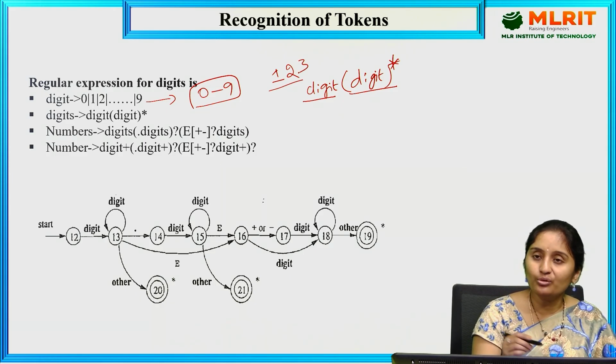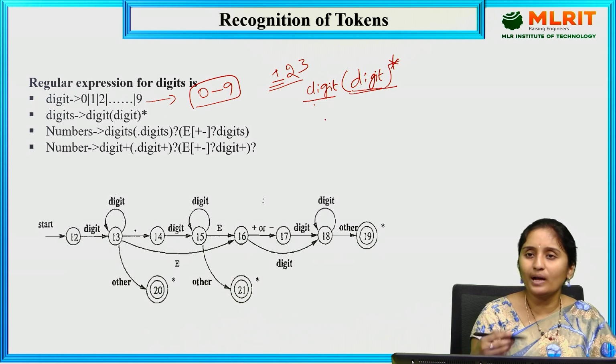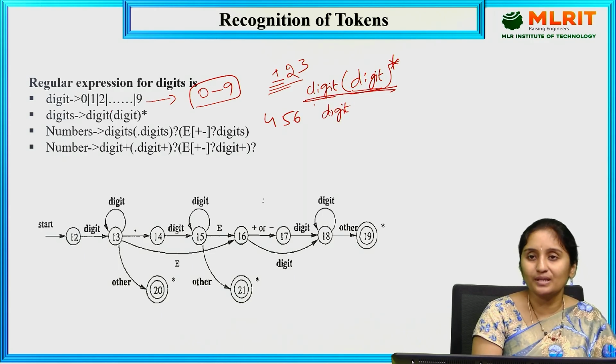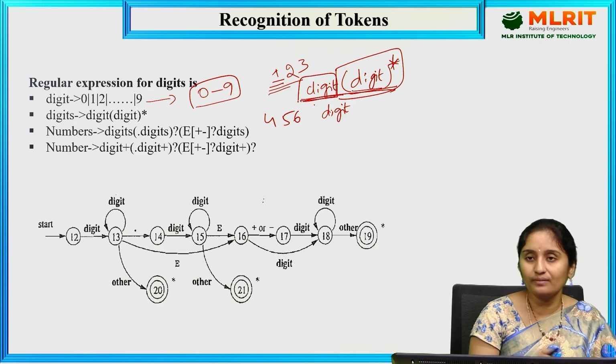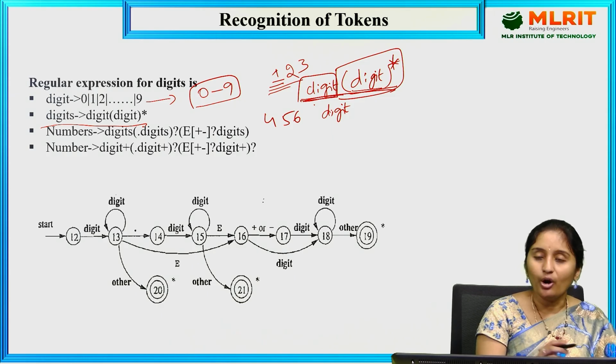If I have 1 2 3, the first is read by digit, the next is 2, which is read here, and again 3 is read here. So 0 or more occurrences of digits can be read, and I can have 4 5 6 as well. Compulsorily there should be one digit, so that is digits. That is why I write digit one time and digit star, which is 0 or more occurrences, but the first one is mandatory. So digits points to digit followed by digit star.